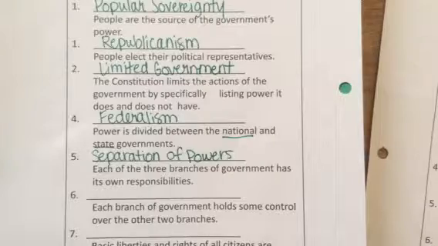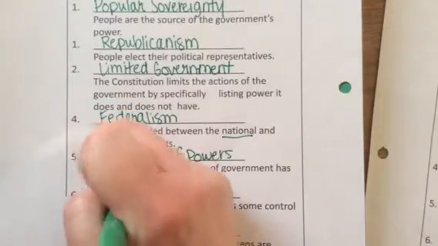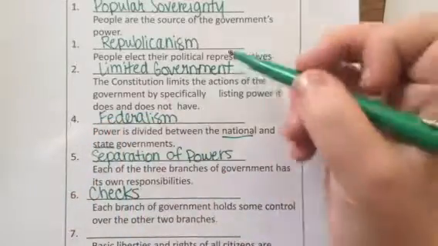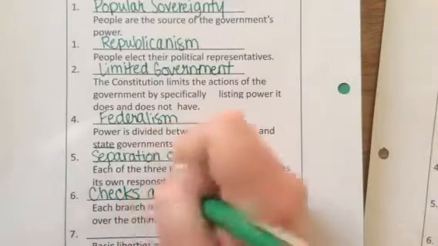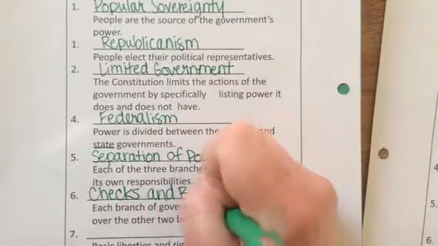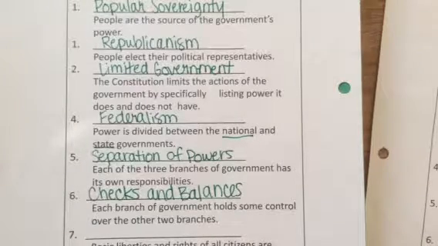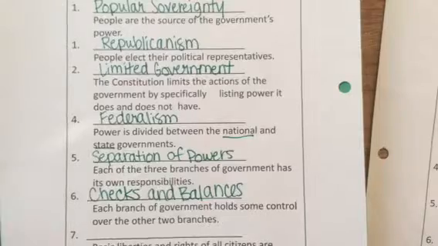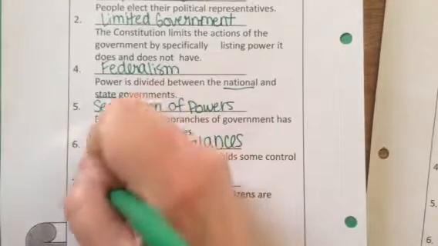Each branch of government holds some control over the other 2 branches. This is called checks and balances, and it is also very similar to limited government. Checks and balances means that the legislative branch can put the executive branch in check and vice versa. They all have a little bit of power over the other so that one doesn't become too strong. We want a balance of power in government.